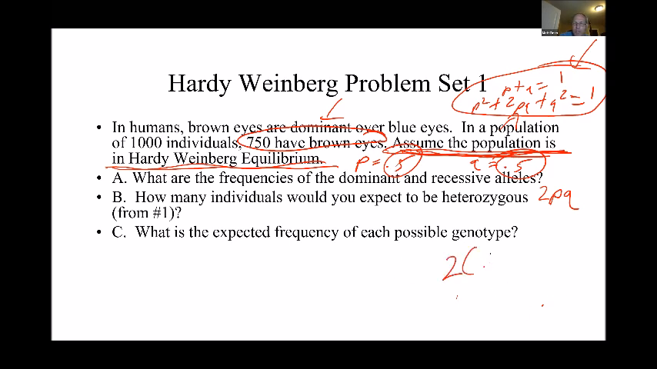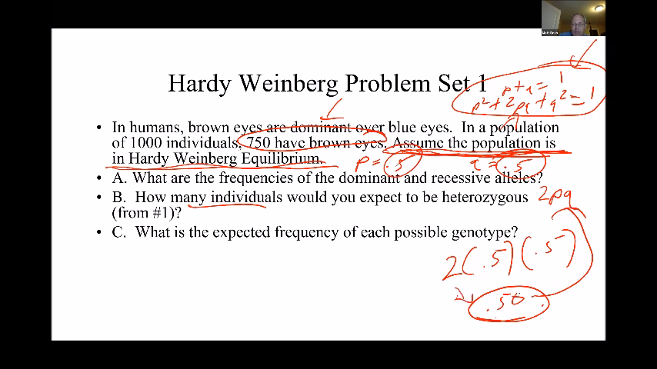So 2 times P was 0.5. Q was also 0.5. So that turns out to be 0.5. So that means that 50% of our population, 0.5, should be heterozygous. Now that's not the answer. This asks how many individuals. This is the percentage or the frequency of the heterozygous genotype. 50% of all of our individuals are heterozygous. We had 1,000 individuals. So let's take 50%, 1,000 times 0.5. Our answer on part B, 500 individuals are heterozygous.